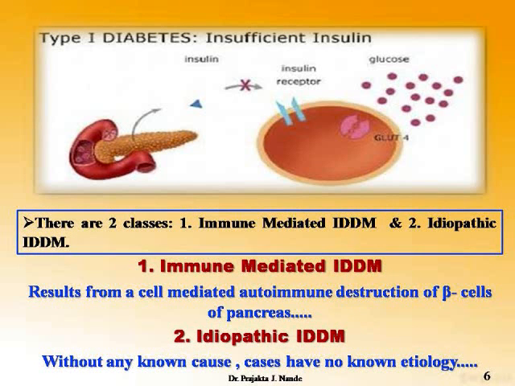This slide shows classes of IDDM. The first one is immune mediated IDDM, and the second one is idiopathic. There is no known etiology for idiopathic IDDM, whereas immune mediated IDDM results from a cell mediated autoimmune destruction of beta cells of pancreas.